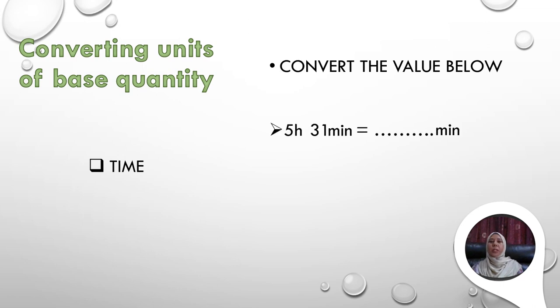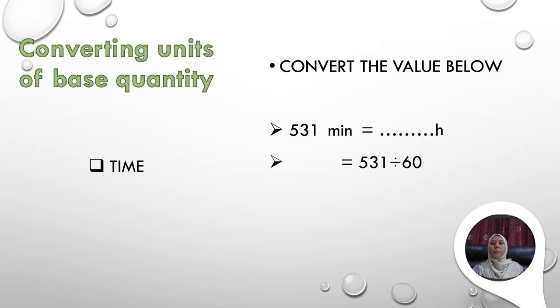Example of converting time from 5 hours 31 minutes to minutes. We know that 1 hour has 60 minutes. So, you multiply 5 hours by 60 and then you add the 31 minutes. You get your answer. Same, if you want to convert from minutes to hours, then you divide by 60. Then, here is the answer.